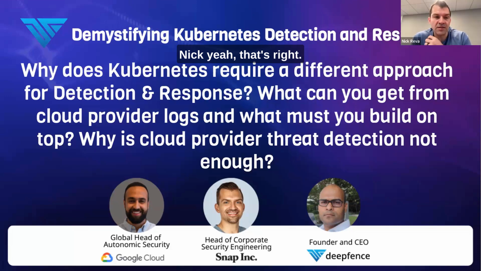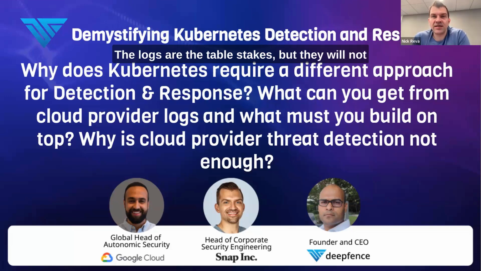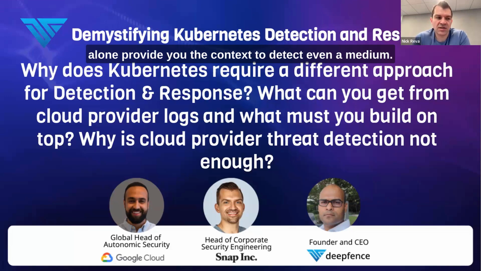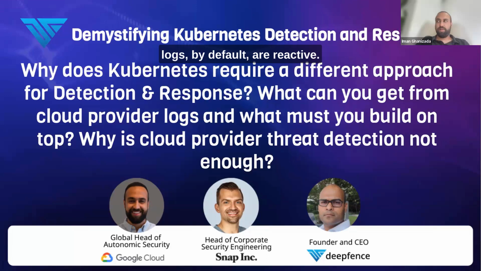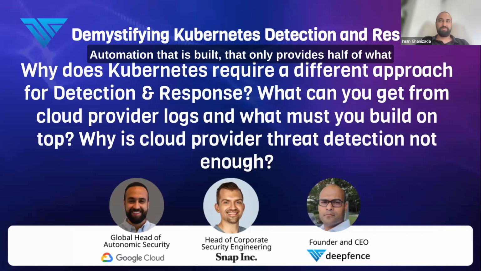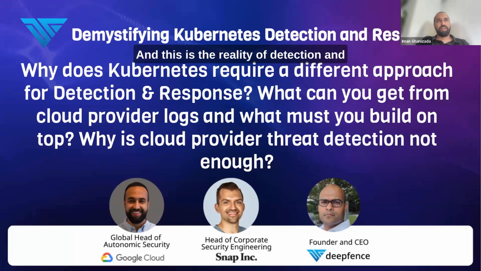Yeah, I mean, that's right. The logs are table stakes, but they alone will not provide you the context to detect even a medium sophistication breach in this space, in my experience. Yeah, logs by default are reactive. Logs with automation can be proactive. Automation that only provides half of what it needs to eradicate an attacker is still reactive. And this is the reality of detection and response, regardless of whether it's in Kubernetes or not.